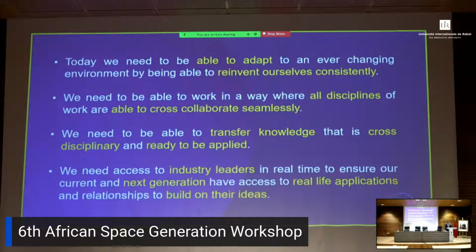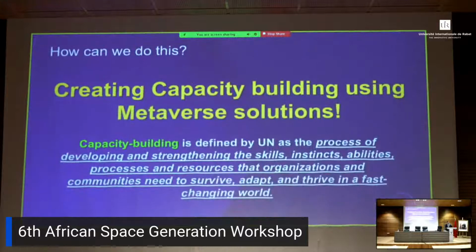We need to adapt that in our way to work. We need to be able to transfer knowledge, because if we don't transfer knowledge, then we are stuck in the past. The way we work in the 21st century is we transfer knowledge in order to keep building community. And then, of course, we need to have access to industry leaders. What does it mean? We need to keep doing networking, not only in our local communities, but everywhere. So how can we do that?